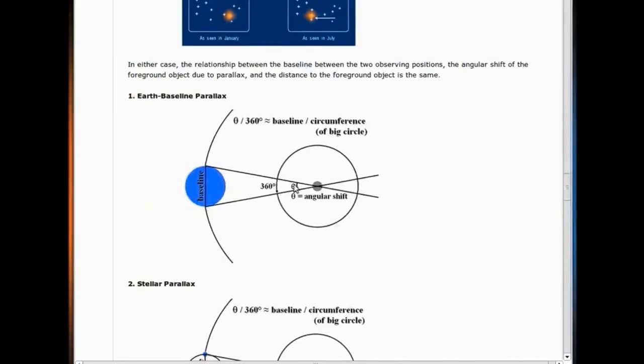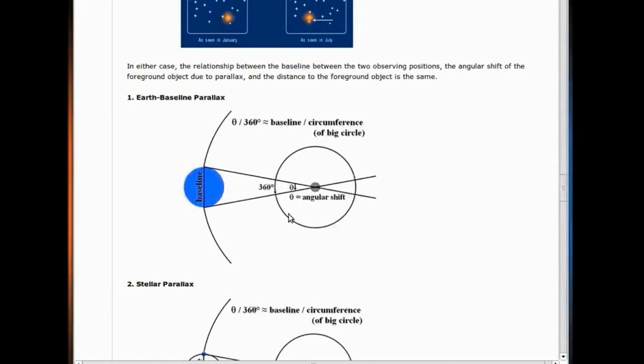Well, that angle theta is some fraction of a total circle, and a total circle is a full 360 degrees. So this theta is some fraction of 360 in the same way that our baseline is some fraction of this big circle all the way around, this 2 pi r. So we're going to use that ratio, that comparison of our angular shift to 360 degrees to our baseline to this full circumference of a circle. We're going to use this to calculate that distance r.